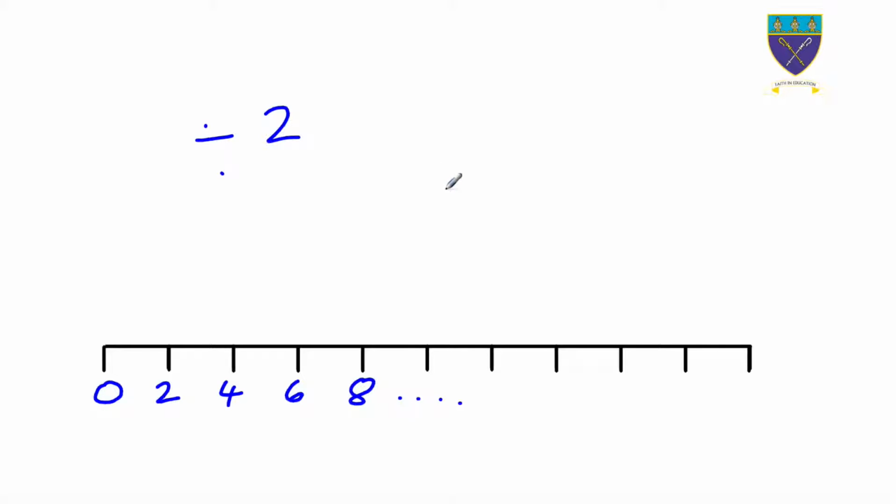So if I was asked the question, what is 8 divided by 2? Then I'd say, if I'm counting in 2's, how many times can I count in 2 until I arrive at 8? If I look at that on the number line, I would jump from 0 to 2 once, twice, 3 times, 4 times. So I can count in 2's 4 times until I reach 8.